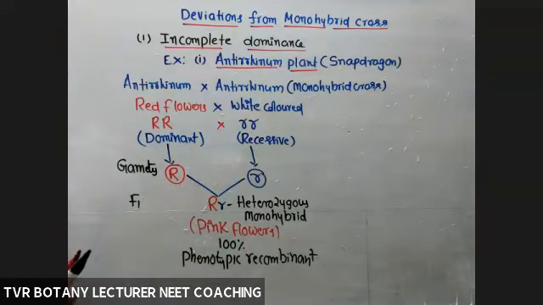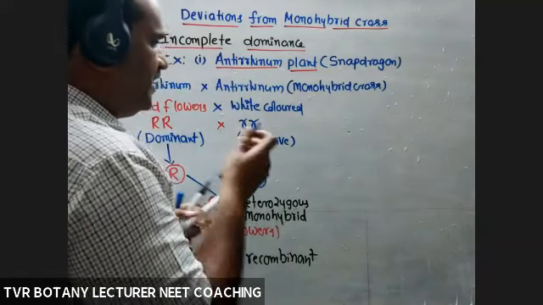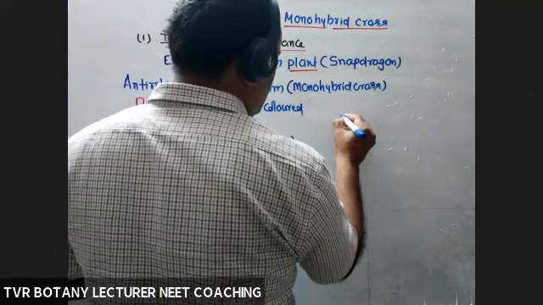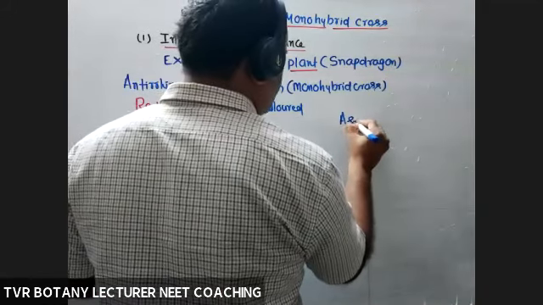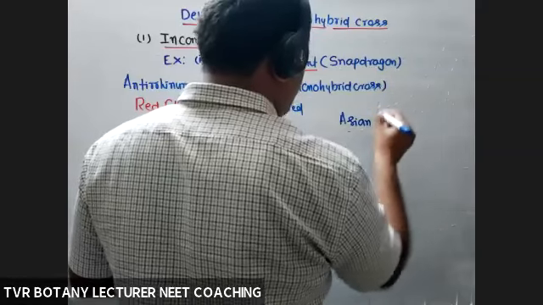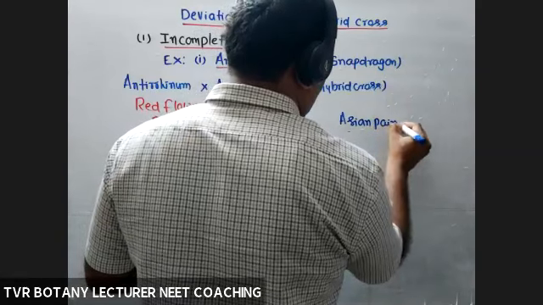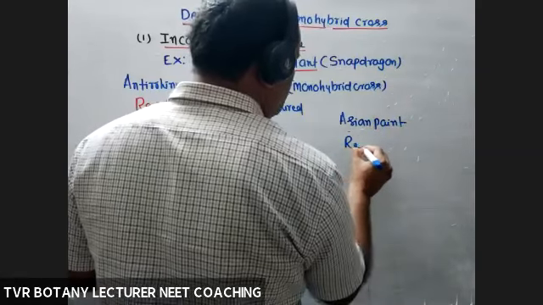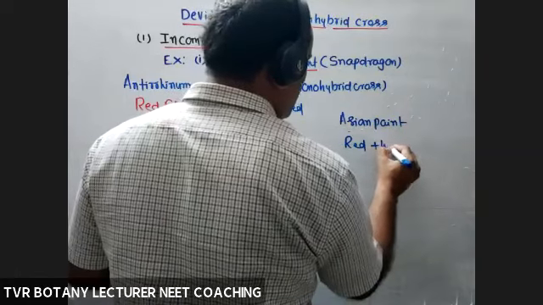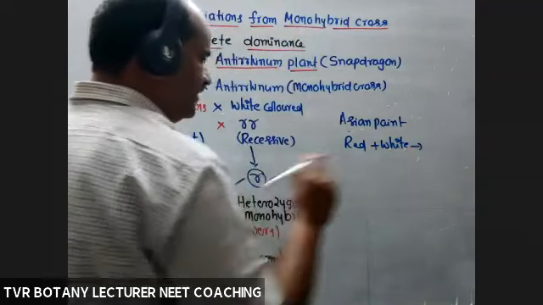If it is dominant, what about the color of the flower? Should be red. Here you can use one live example. I'm just using this example: Asian Paints. Asian Paints or some other paint, Berger Paints also. Red color mixed with white. So what about the color? Definitely pink.